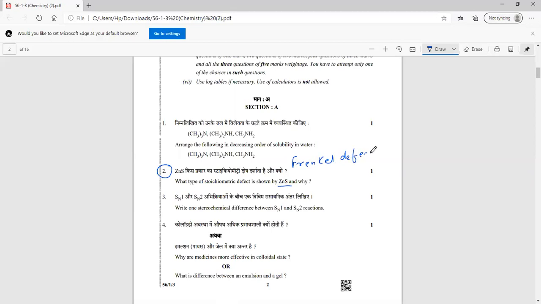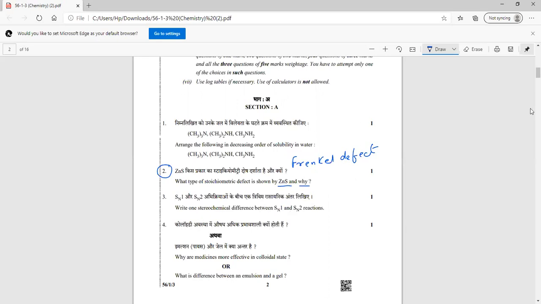It shows Frenkel defect because there is a large difference in the size of zinc and sulfur. Zinc is smaller than sulfur. As a result, zinc leaves its lattice point and enters into an interstitial site. The reason is that the Zn 2 plus ion, being smaller than the sulfide ion in terms of size, rattles into the interstitial site of the crystal. As a result, Frenkel defect is caused.